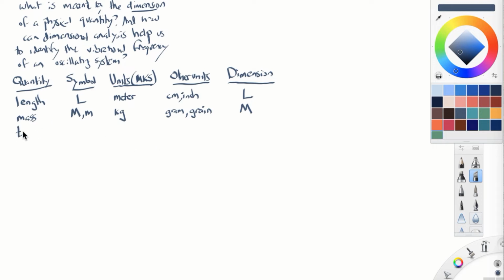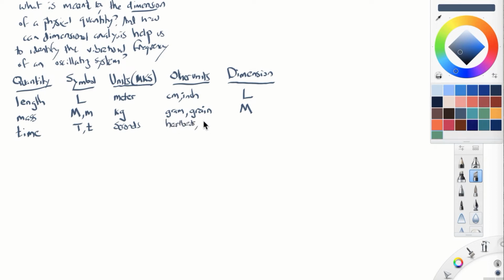Okay, what about time? That appears in many physical systems. The symbol for this is going to be either the capital T for time or a little t for time. The units we use are often seconds. You could use other kinds of units if you like. You could use pulses or heartbeats for a measure of time.